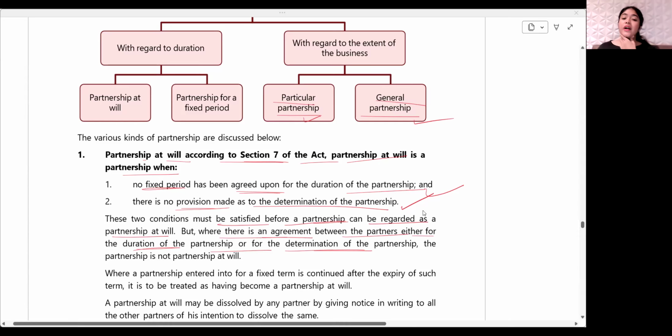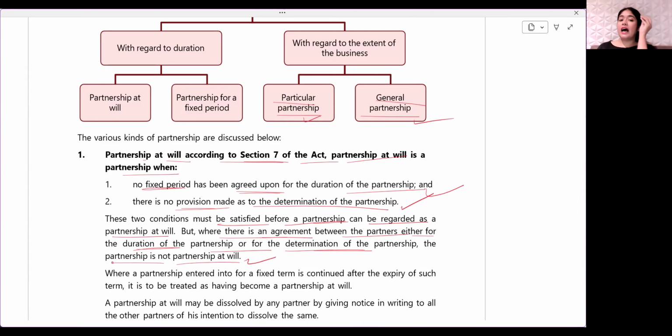Okay, so these two conditions are to be satisfied for a partnership to be regarded as a partnership at will. But if they have given a duration of partnership, at that time the partnership cannot be said to be at will. This is not a partnership at will, that will become a partnership of fixed duration.